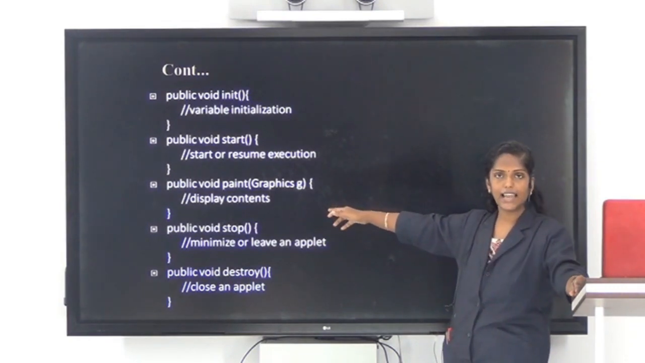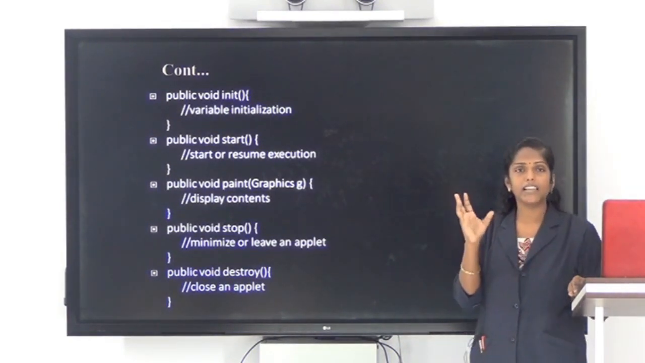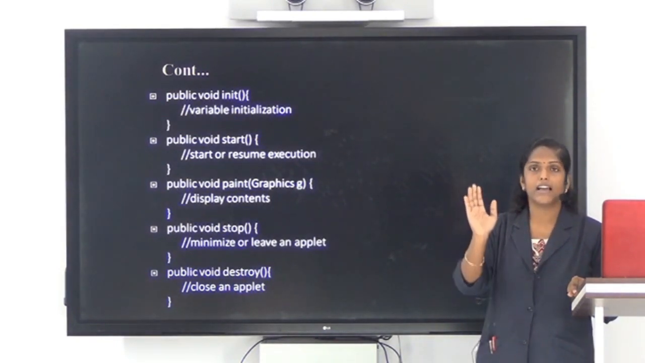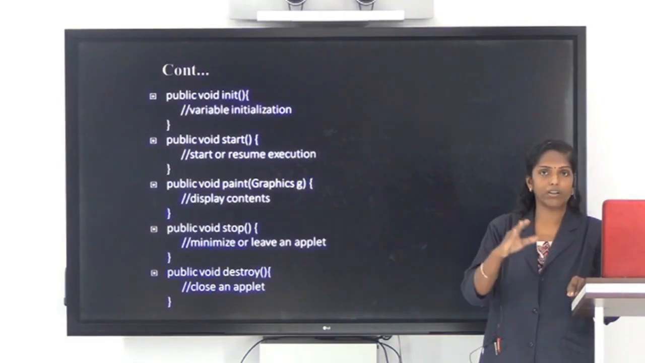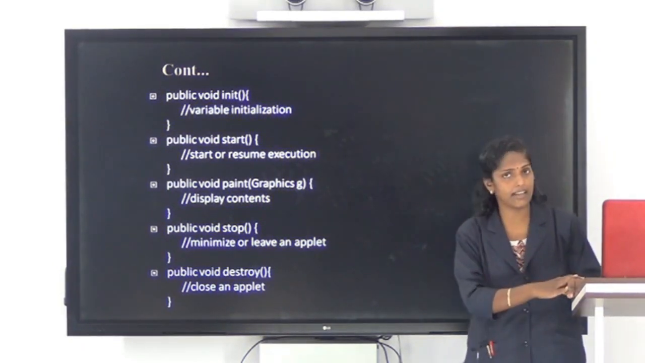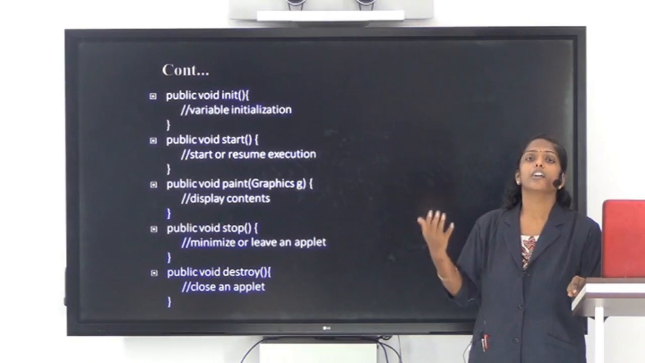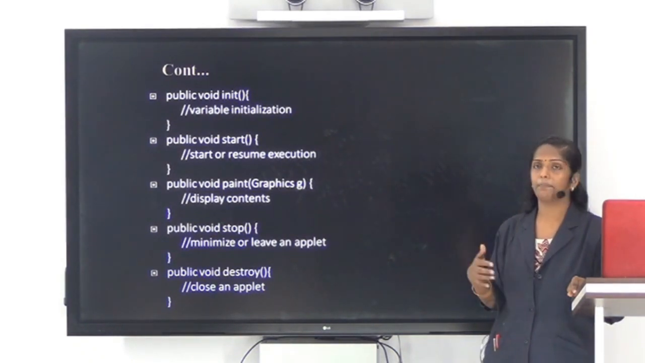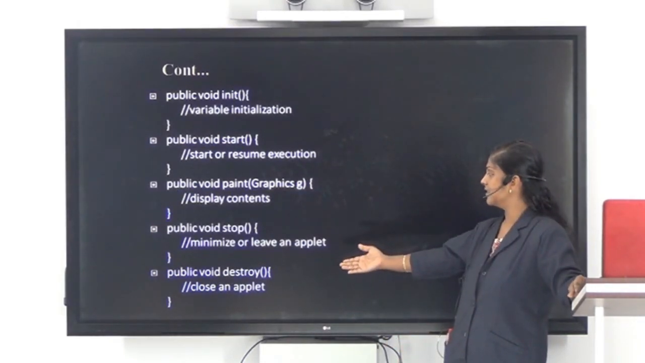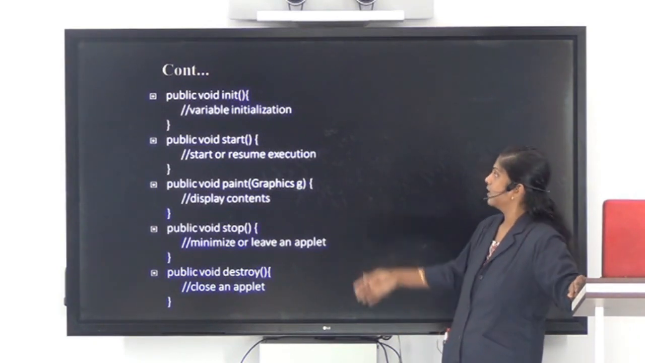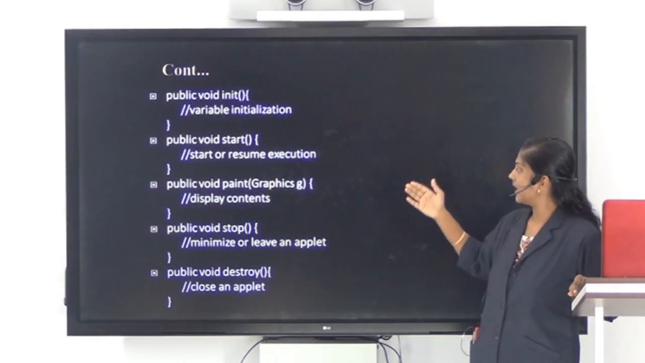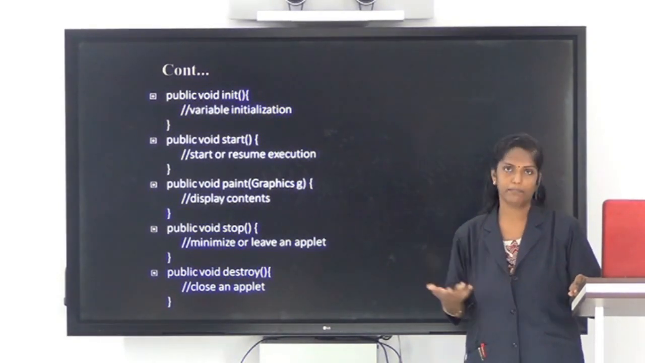In the paint method, we can see that we are passing an object of the Graphics class. Graphics class is a class which is available in the java.awt package. Using the methods available in this Graphics class, we can draw various objects inside the applet container. Stop method is called when we minimize or leave an applet, and finally destroy method is called when we close an applet. The init method and destroy method will be called only once, whereas start, paint and stop methods will be called any number of times.